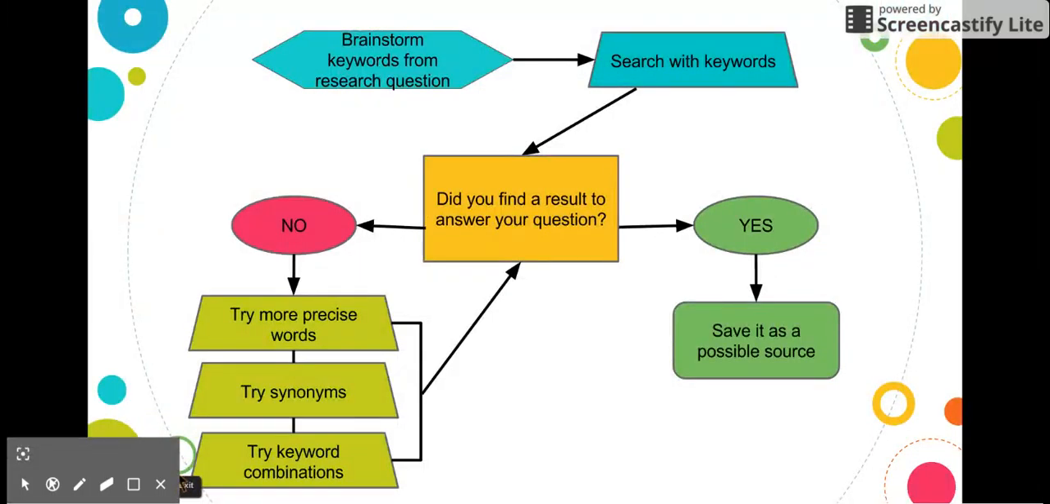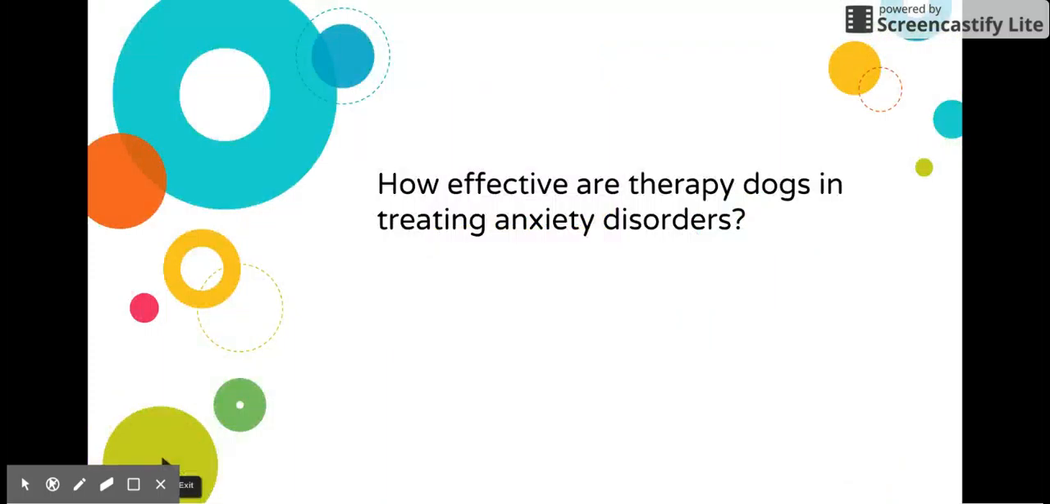The process that we use when we're looking for information follows this flowchart. First, we brainstorm keywords from our research question. Then we start searching with them. Once we do that, we need to decide if we found an answer to our question. And so the first thing we need to do and practice is to brainstorm our keywords.